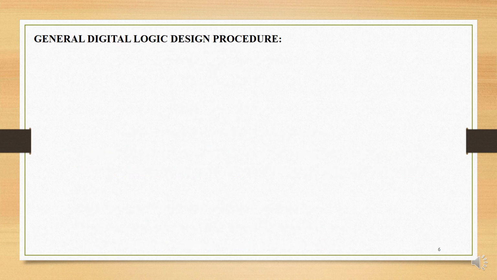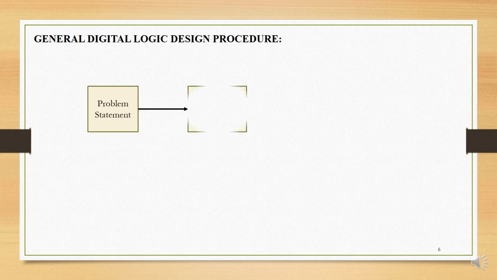Next, we will see the general digital logic design procedure. To design any digital system, the problem statement has to be defined properly. The analysis of the problem statement gives you the total number of input variables and total number of output variables required to perform some operation in the system. The second step is to construct a truth table. A truth table is a tabular representation which defines the relationship between input variables as well as output variables.